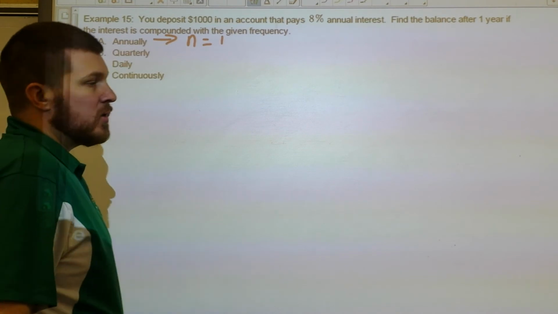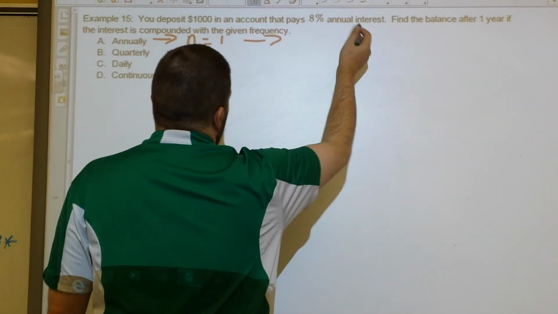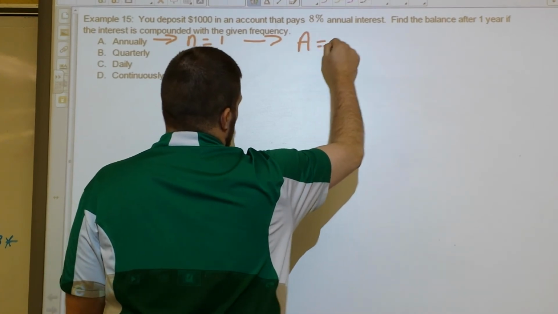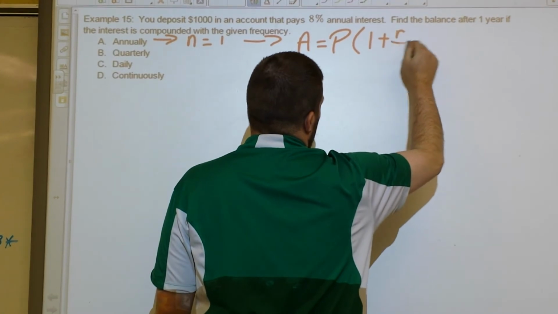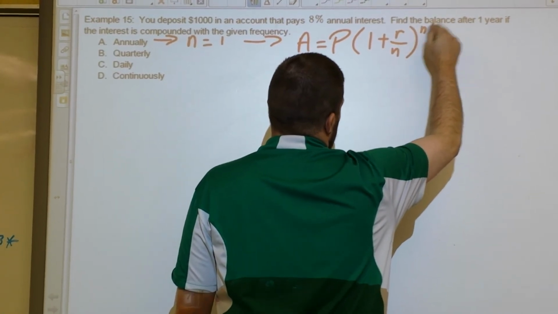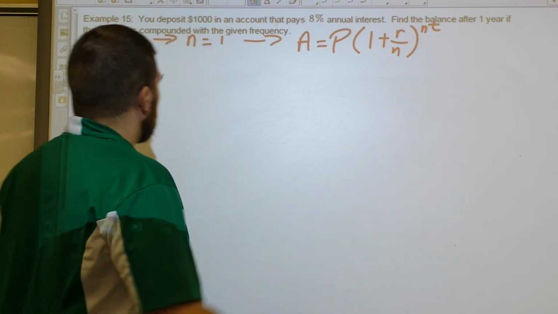Okay, and since it's not compounded continuously, we're going to use the formula A equals P times 1 plus R over N to the NT power. Well, we already know what N is. P is 1,000.